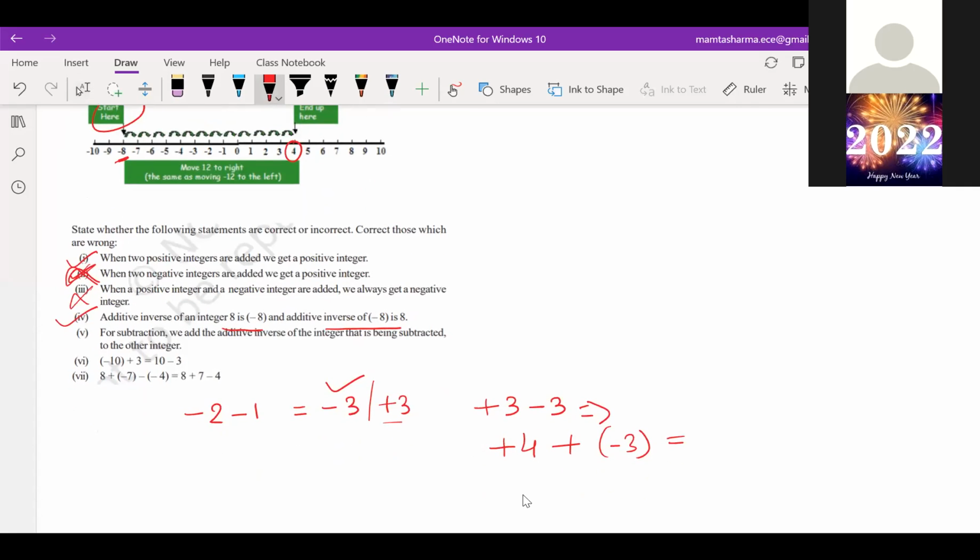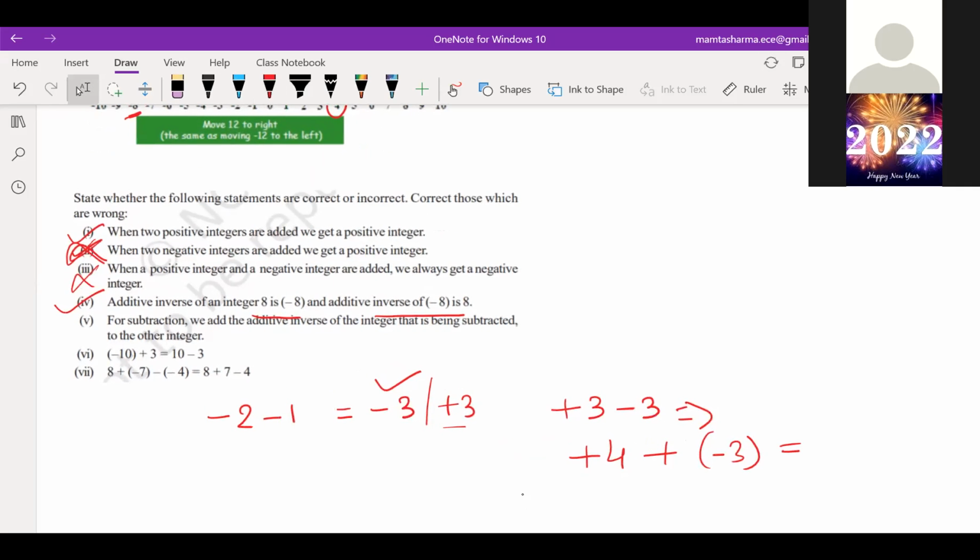For subtraction, we add the additive inverse of the integer that is being subtracted to the other integer. False, ma'am. Actually it is true: in subtraction, if I am subtracting 3, we add -3, the additive inverse of 3. Additive inverse means minus to plus. So the claim about it is false.